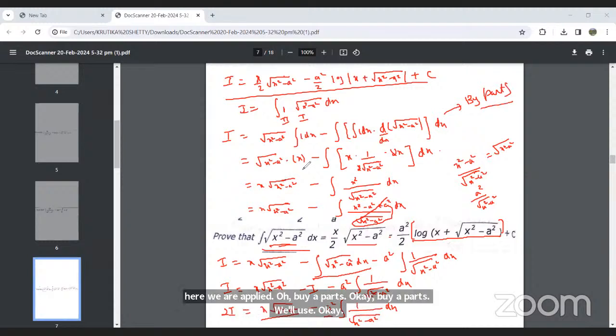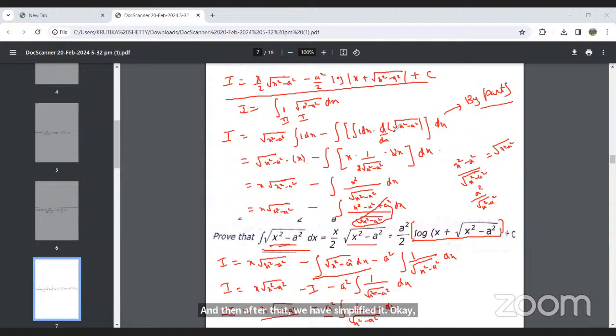Integration of 1 will be x. The derivative of root of f of x will be 1 upon 2 root f of x into d by dx of f of x. So for x square minus a square, it will be 1 upon 2 root of x square minus a square, and the derivative of x square minus a square will be 2x. A square is constant, its derivative will be 0. Then multiplying x into x, it will be equal to x square. To get the required term in the numerator, we are subtracting a square and adding a square, and then by making use of splitting of the denominator, we are getting two terms.